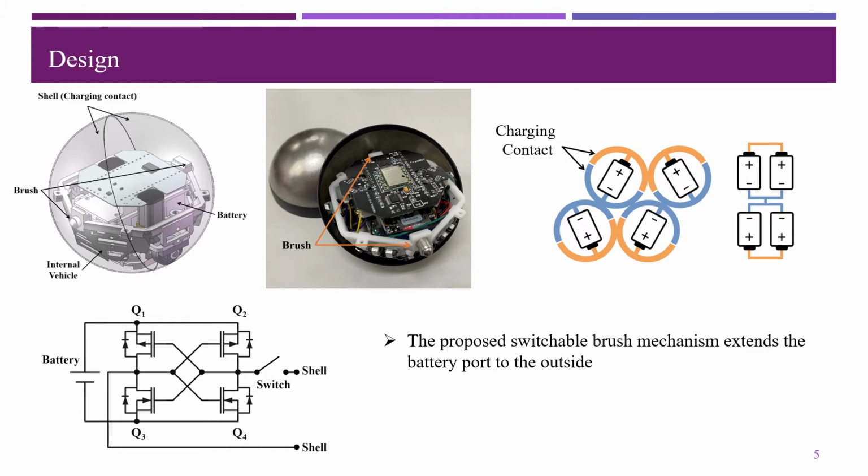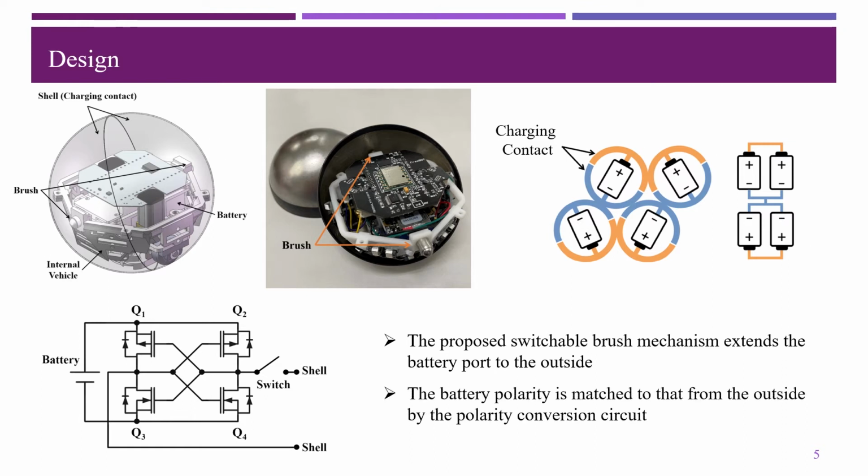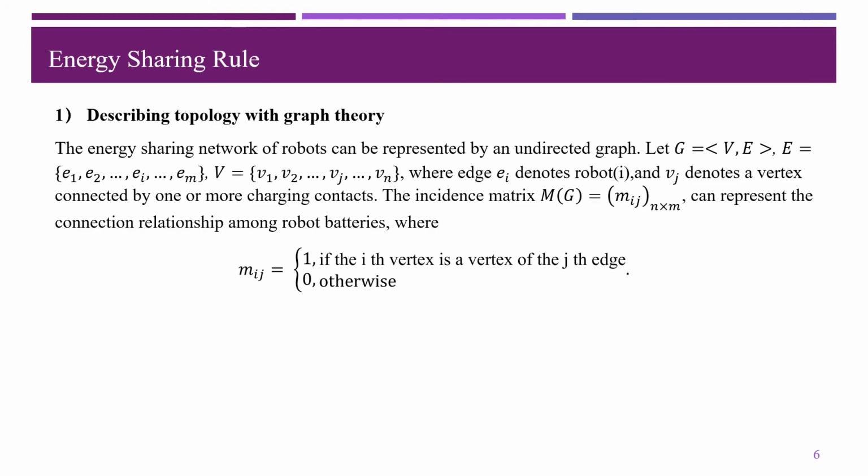To operate the battery directly from the outside of the FreeBOT, we added a switchable brush mechanism, which is essentially a conductive spring that connects the internal vehicle to the shell in a tight and movable manner. In addition, there is a polarity conversion circuit between the charging contact and the battery. The battery polarity is matched to that from the outside by the polarity conversion circuit. Then, we propose corresponding energy sharing rules to adjust the network topology and transform the random network into a safe and effective energy sharing network.